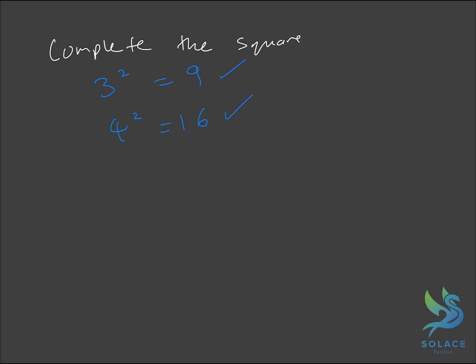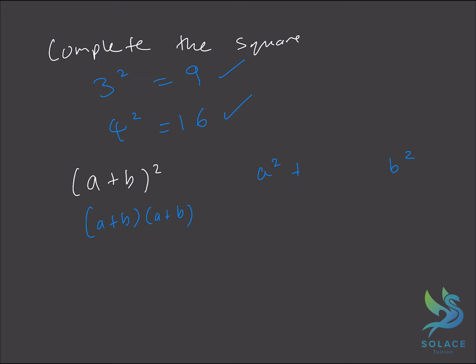Now let's apply this to just (a plus b) whole squared. A lot of people will say that this is just a squared plus b squared, but this is a very common mistake, and I'll show you why. If you were to actually expand this out, it's (a plus b) times (a plus b). Each term is going to multiply with each one. So you get a times a is a squared, a times b is ab, right?